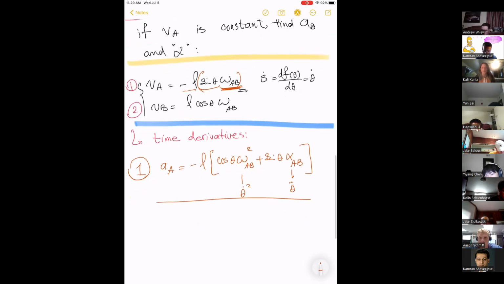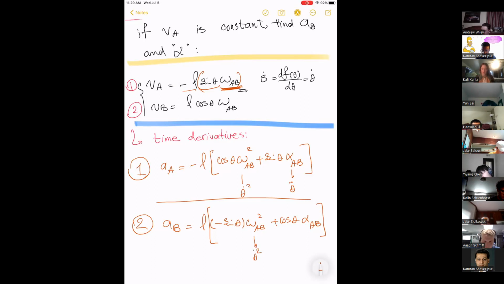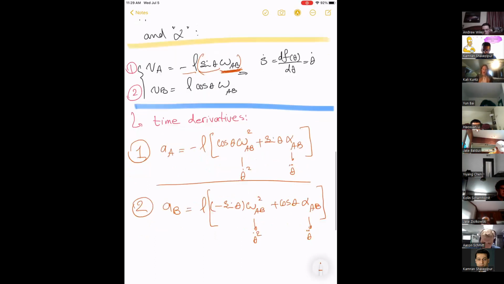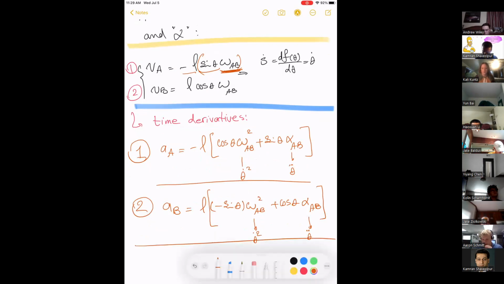And if you go to equation 2, we're going to get AB equals L minus sine theta omega AB squared plus cosine theta alpha AB. Okay, again, this is theta dot squared that comes from the derivative. This is theta double dot. We have done something similar to this in chapter 12 and for other purposes. Okay, any question? Okay, now I'm going to go back to equation 1.